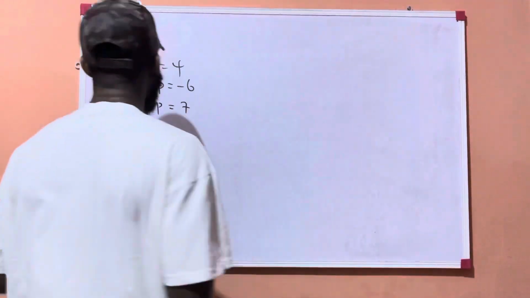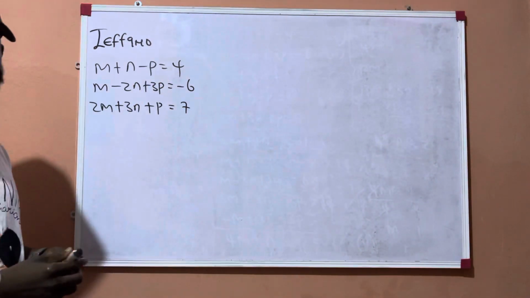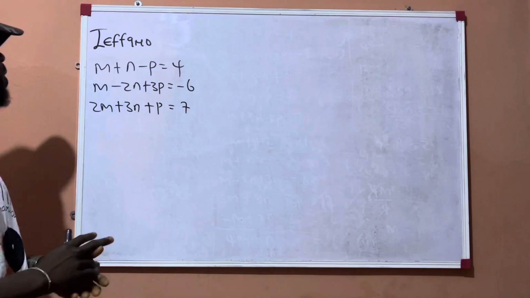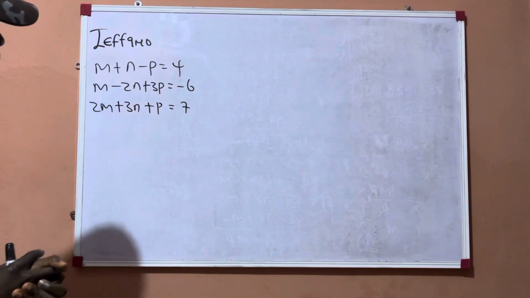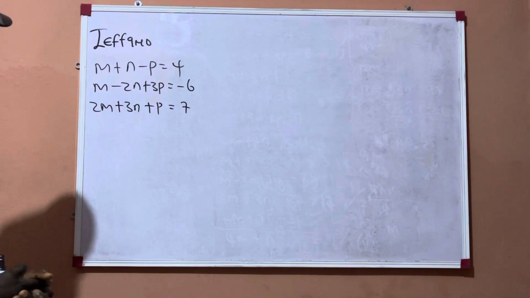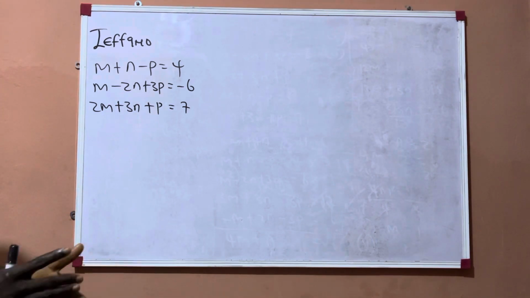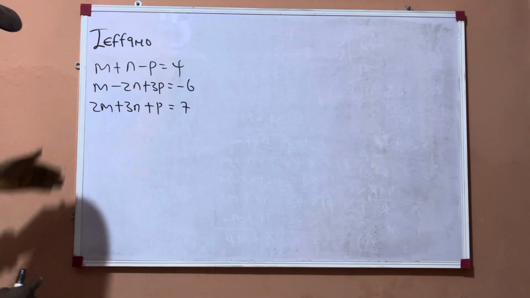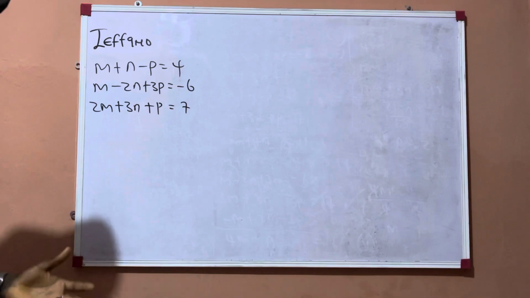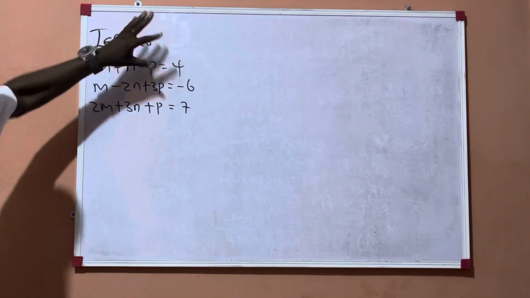Now, on the board, we have three equations: equation 1, equation 2, and equation 3. Equation 1 is m plus n minus p equals 4. Equation 2 is m minus 2n plus 3p equals minus 6. And equation 3 is 2m plus 3n plus p equals 7. You will notice that we have three variables present in these equations, which are m, n, and p. Now, how can we use the matrix method in solving for the values of m, n, and p?